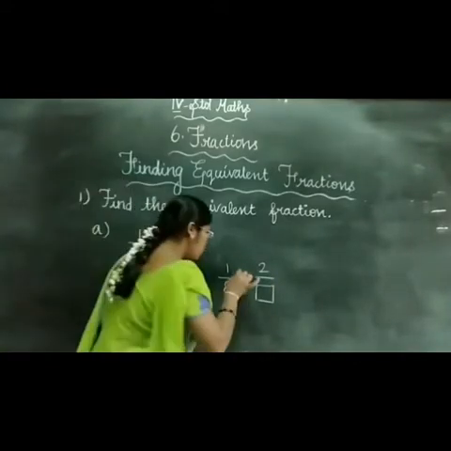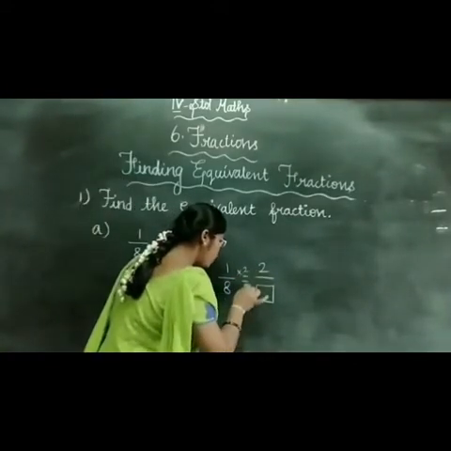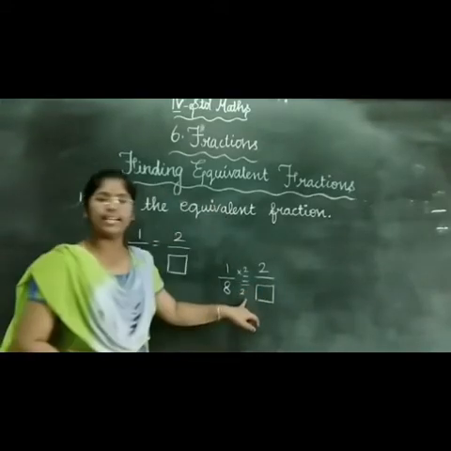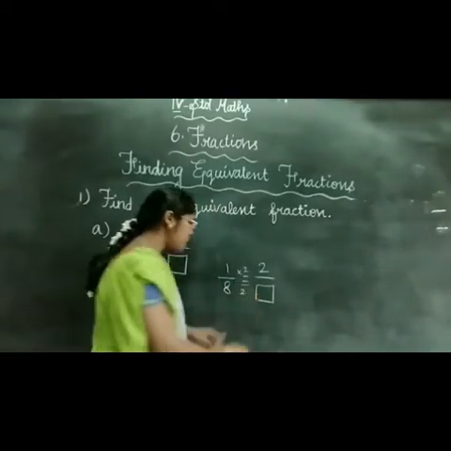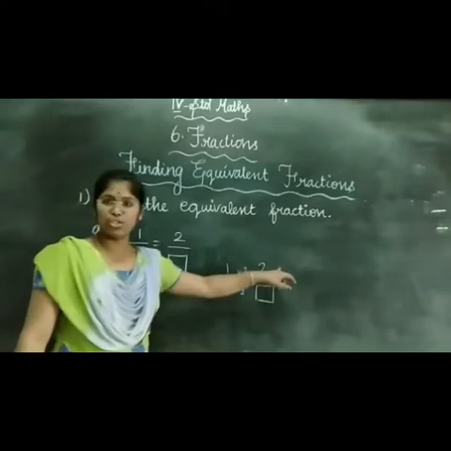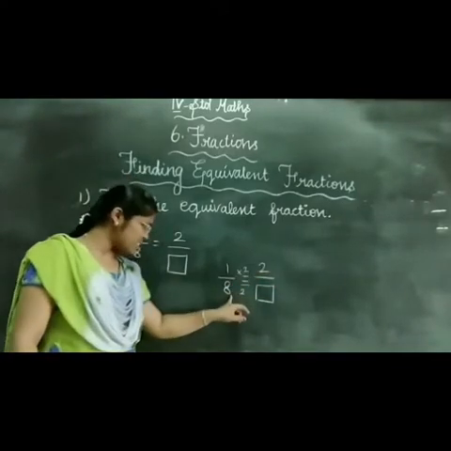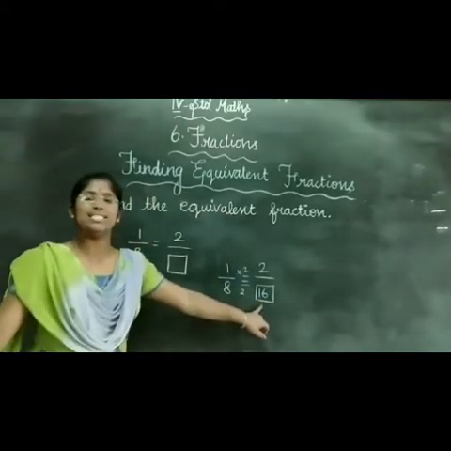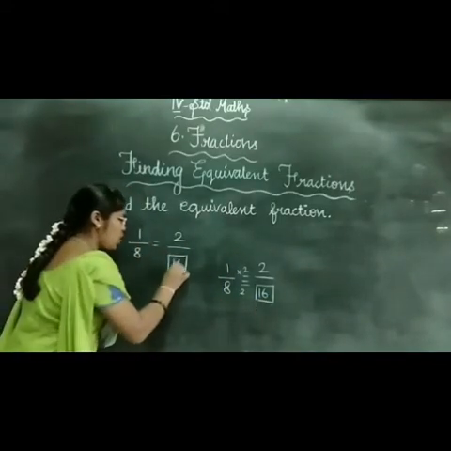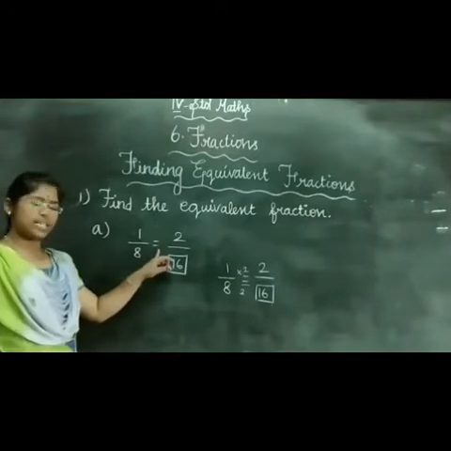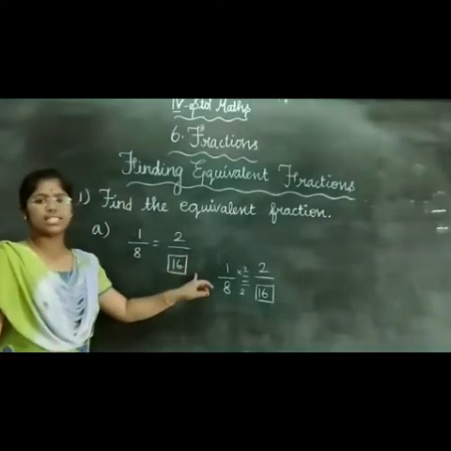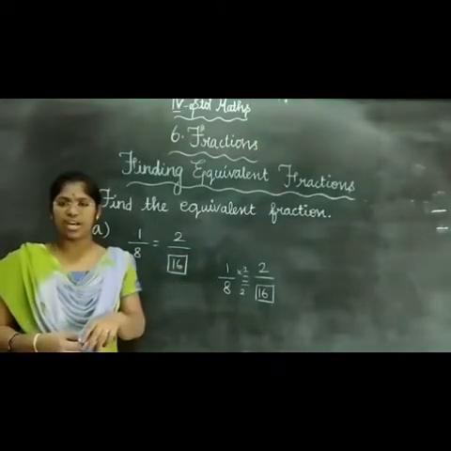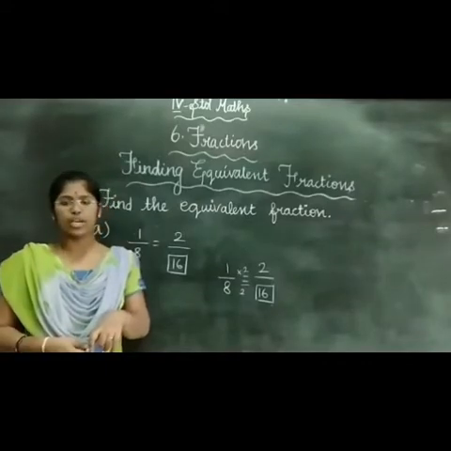Yes, if you multiply by 2 in both numerator and denominator, we get 1 2s are 2, then 8 2s are 16. Yes, the answer is 16. 1 by 8 is equal to 2 by 16. Is it clear, children? Can we see a few more examples?